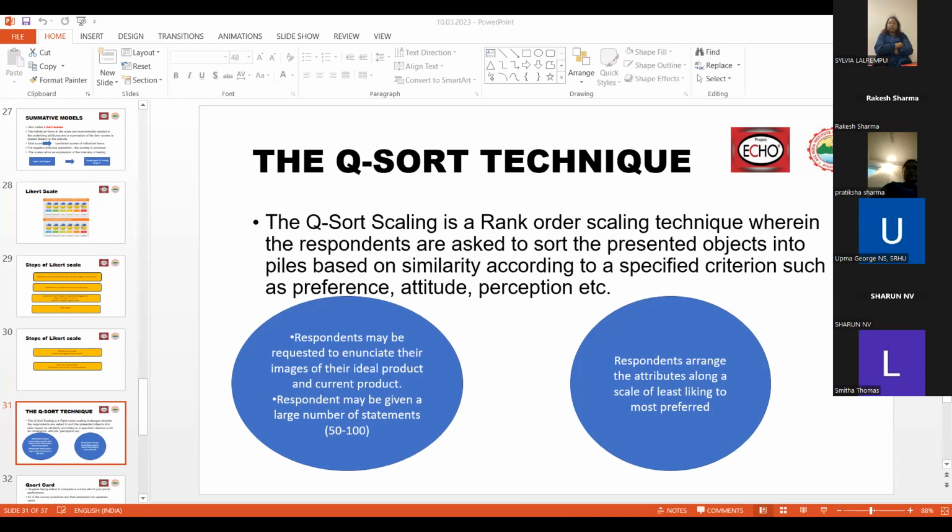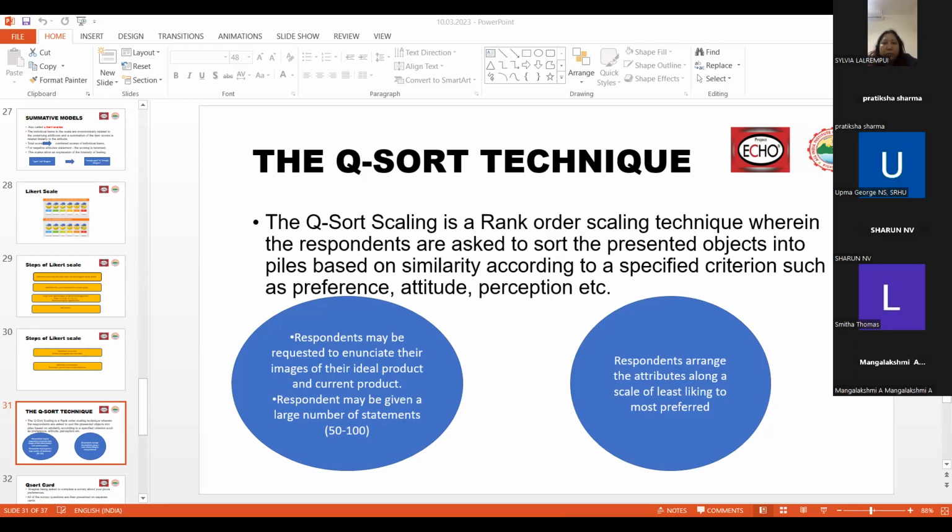While you're looking at this kind of technique, you can see it is faster and less tedious for subjects than paired comparison measures. It also forces the subject to conform to quotas at each point of the scale so as to yield a quasi-normal distribution. This kind of Q-sort scaling is used extensively in marketing research to derive clusters of individuals who display similar preferences, thus representing unique market segments.